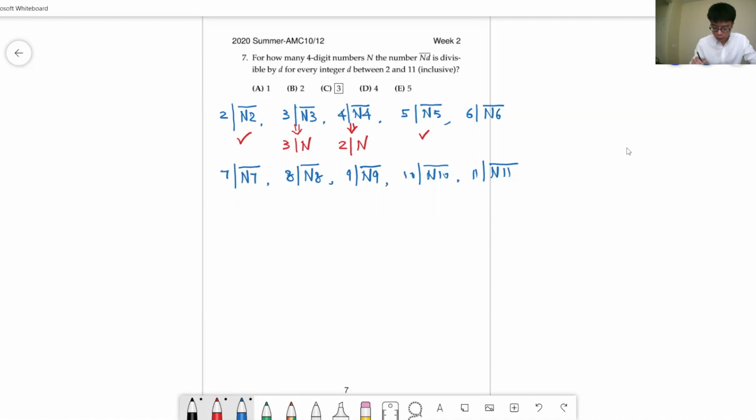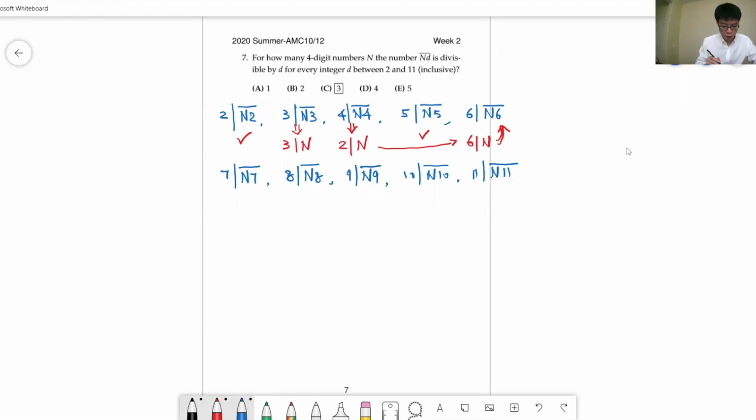And for 6, okay, this is equivalent to the previous 2, because capital N is divisible by 2 and capital N is divisible by 3. That means capital N is divisible by 6. So here, actually, we don't need to require anything. This already gives us that it's divisible by 6. So this is true, and we don't need any additional requirement.